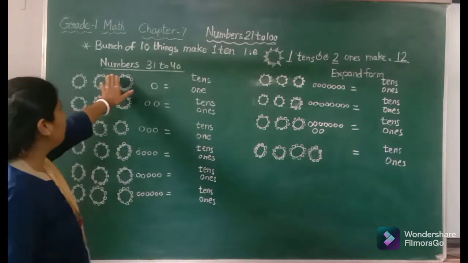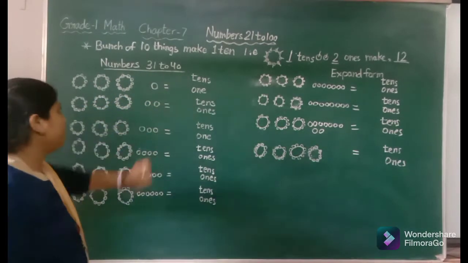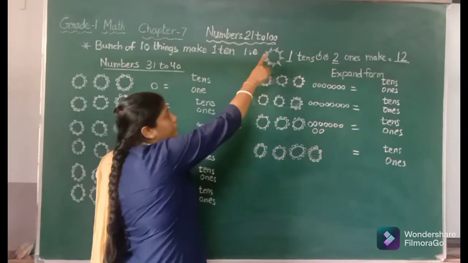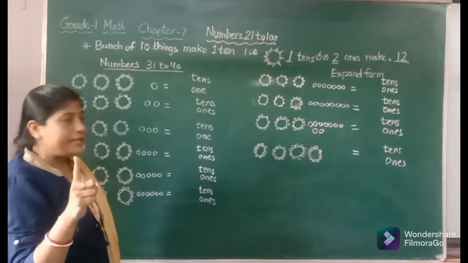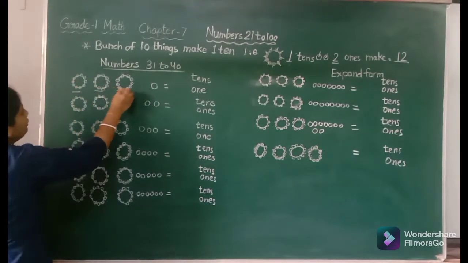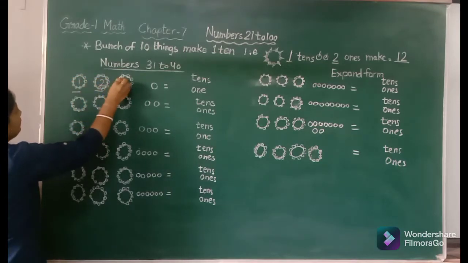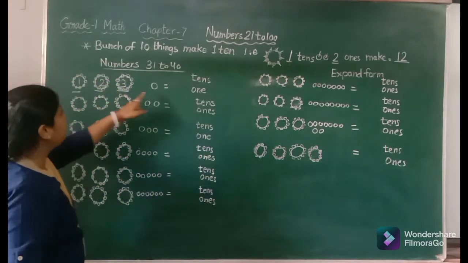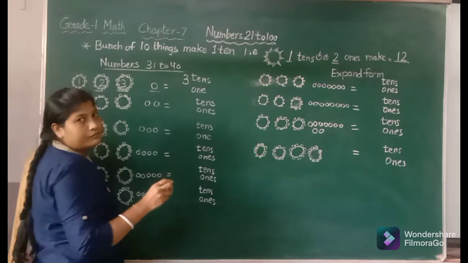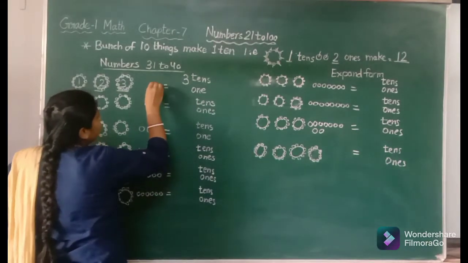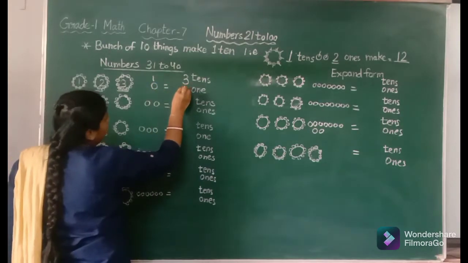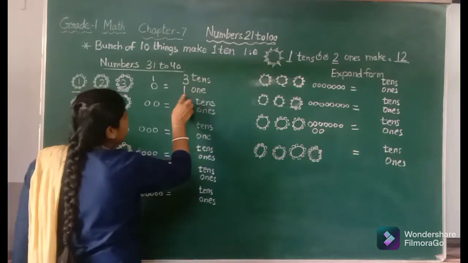Next we have to do numbers 31 to 40. So kids, here you have to see 10 beads make a 1 ten. So here how many tens are there? 1, 2, 3. So 1, 2 and 3 makes what? It makes 3 tens. And how many singles are there? Sorry, 1 in there. 1 bead is there. So we have to write 1. So it makes 3 tens and 1 one.